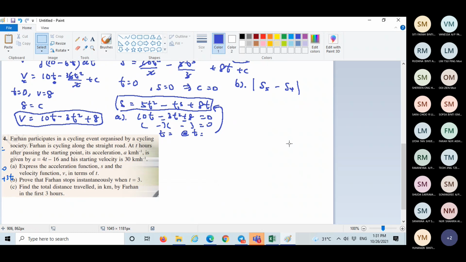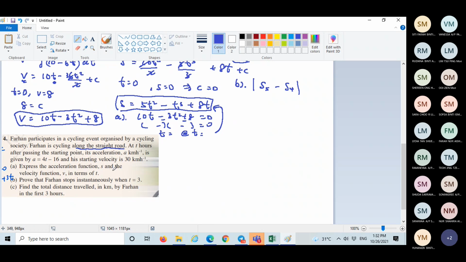Farhan participates in a cycle event organized by a cycling society. Farhan is cycling along a straight road. So this is kinematics of linear motion, because they say along a straight road. At t hours after passing the starting point, its acceleration is given by this. His starting velocity is this. Express the displacement function s and the velocity function v in terms of t.